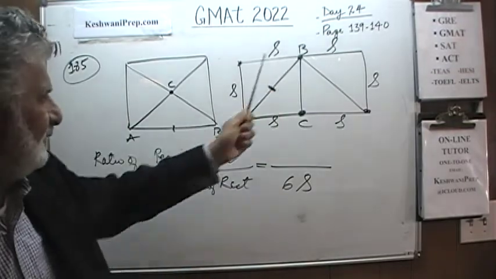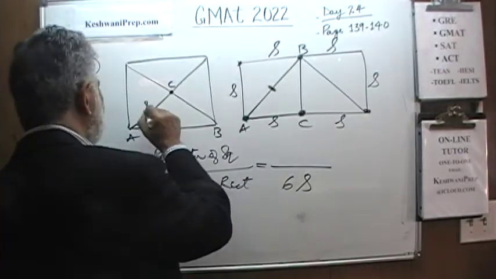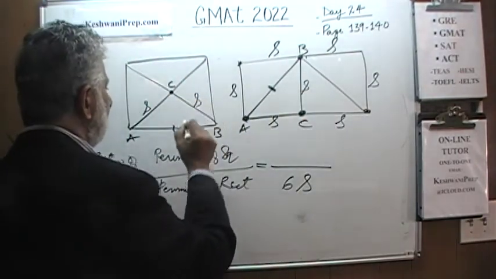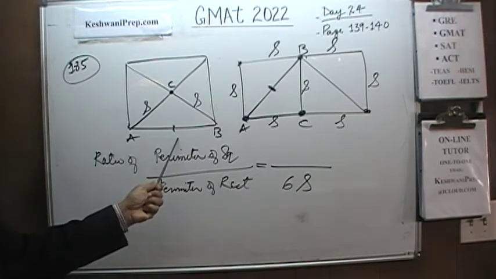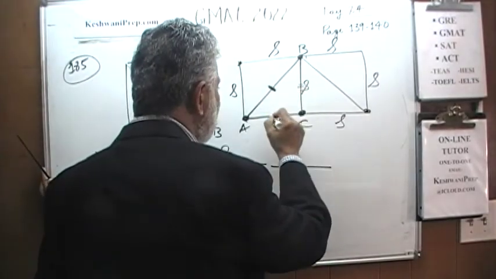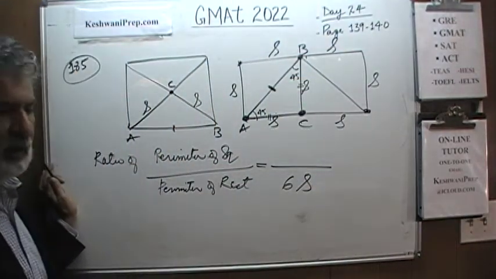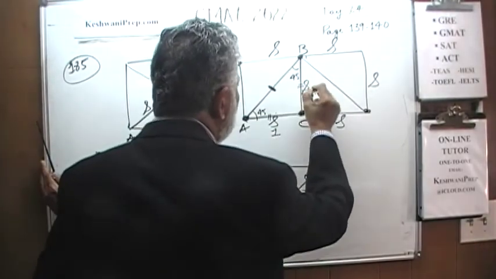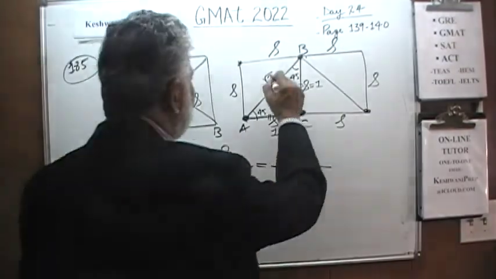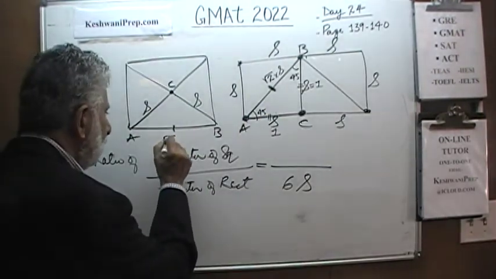As you can see, A to B is the hypotenuse. This side, A to C, is S. This side, B to C, is S. Somehow we have to figure out the hypotenuse, which is very straightforward, because since this side is equal to this side, it's a 45 degree triangle, obviously. This is 45 and this is 45. In a 45 degree triangle, we know that the sides are in a ratio of 1, 1, and root 2. In other words, if this is S and this is S, this is just root 2 times S. This side A to B is root 2 times S.